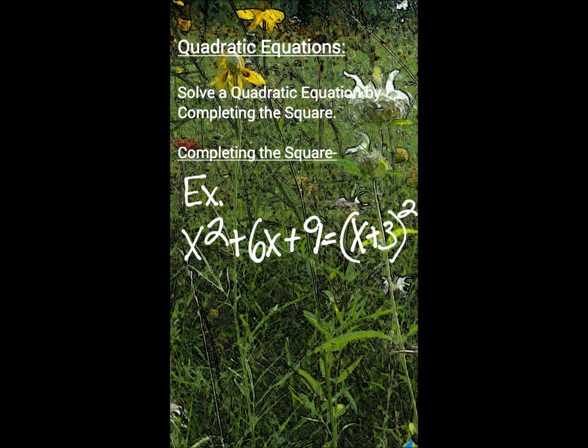We took 1/2 of 6, which is 3, and we squared it. Another example, x squared minus 4x plus 4 will equal x minus 2 squared.